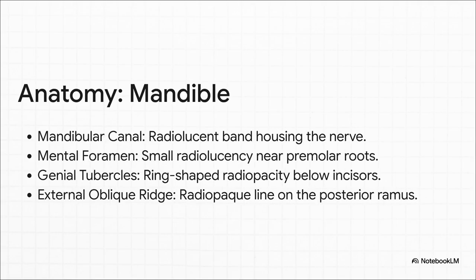And hey, the exact same idea applies down in the mandible, the lower jaw. You can trace that dark, radiolucent band in the back. That's the mandibular canal, and that's where the nerve lives. And then up near the premolar roots, you're going to look for this little round dark spot. That's the mental foramen. Knowing these landmarks isn't just for passing a test. It is absolutely essential if you want to avoid a misdiagnosis.